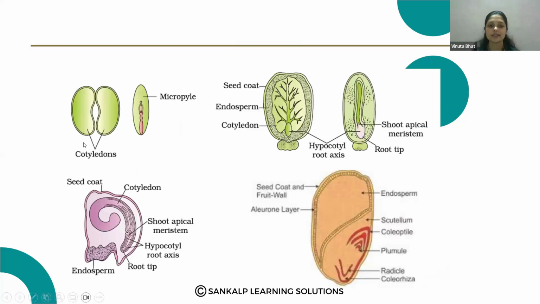Here you can see the dicot seed, and this is the structure of the monocot seed. In the dicot seed, you can see the cotyledons and micropyle, and in this seed you can see the endosperm remaining here.